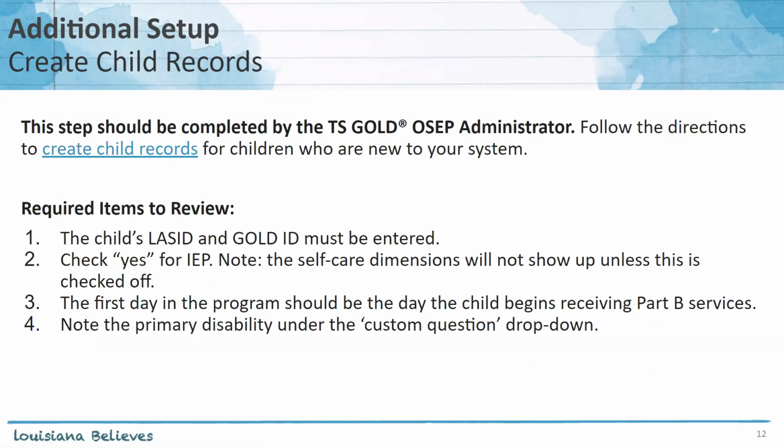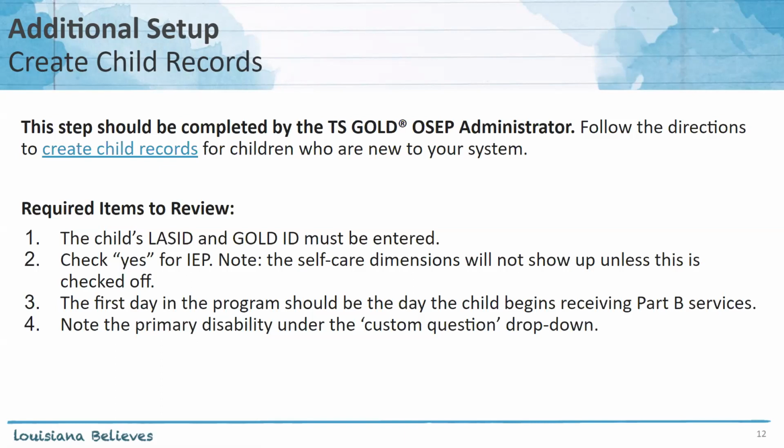Second, every child entered into the OSEP license should have IEP checked. Dimensions 1C1 and 1C4 will not show up unless the IEP is checked, and therefore final checkpoint ratings will not be complete until this step occurs.